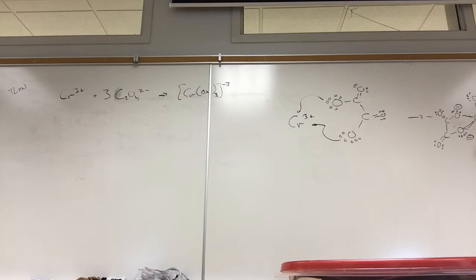But nonetheless, we're going to count it like this. The chromium is a 3+, and each oxalate is a 2-, and so the 3+ minus 6 gives us the net charge of -3. How would we do it otherwise? We count the formal charge as normal.